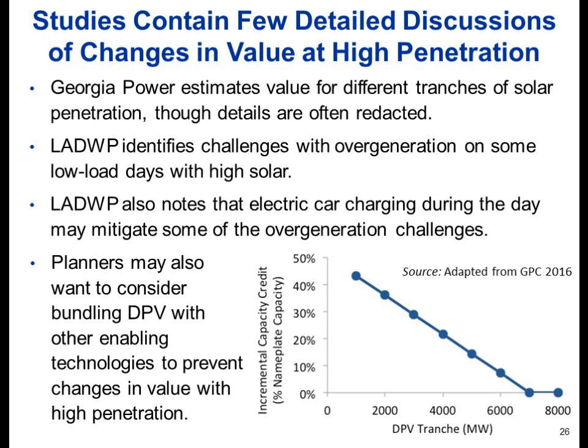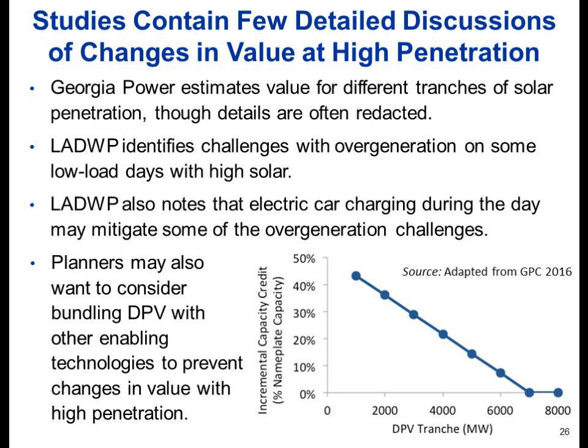In the same way, they estimated the energy value, avoided T&D costs, and avoided losses for various tranches of solar. Unfortunately, a lot of the details are redacted, so we don't know exactly what some of their findings were and what some of the methods were for estimating these differences. Another interesting factor was LADWP looked at electric car charging during the day as a way that could help mitigate challenges with overgeneration that we saw with high solar and low load days.